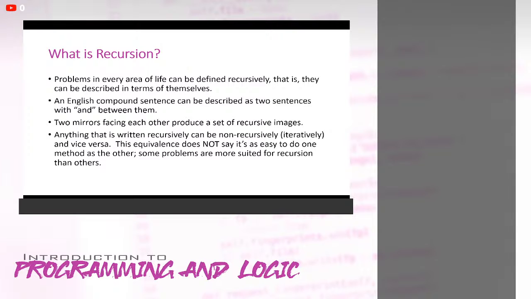So if we think about a compound sentence and we think about the definition of a compound sentence, that's two sentences with "and" between them. Right, so a compound sentence is two sentences. So the definition of a compound sentence is more sentences, right? It's recursive to itself. We have the word sentence in the definition of a compound sentence.